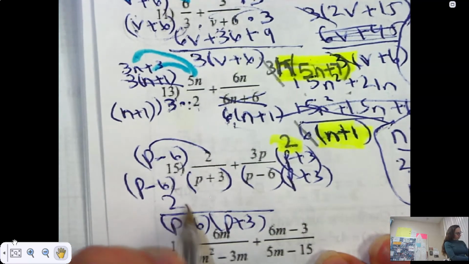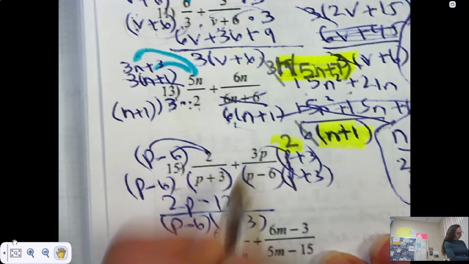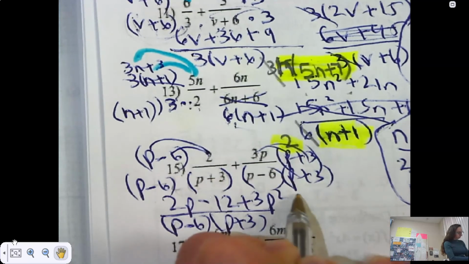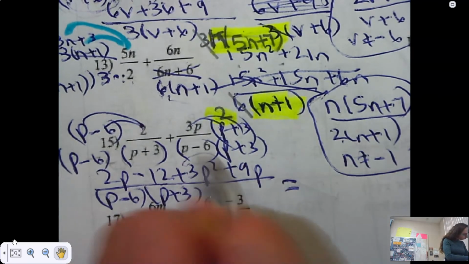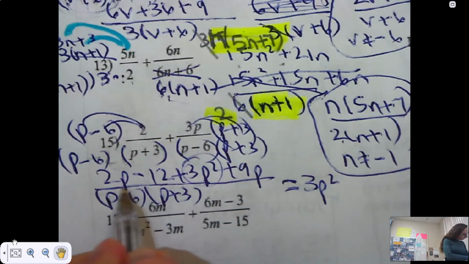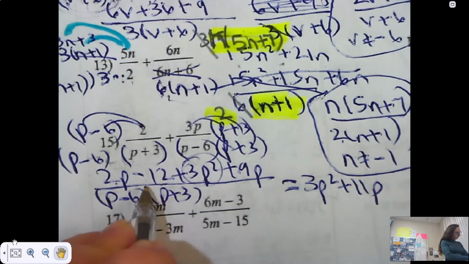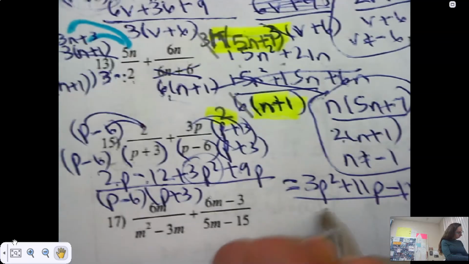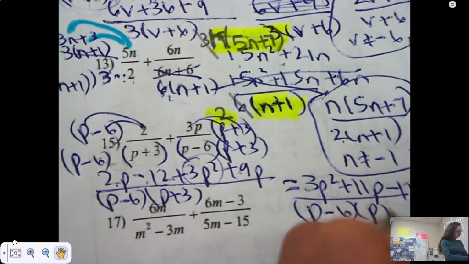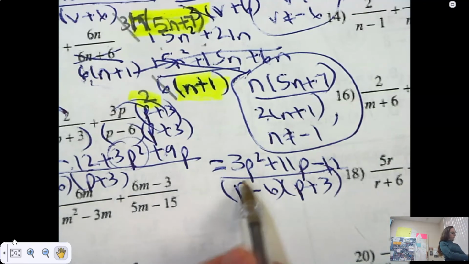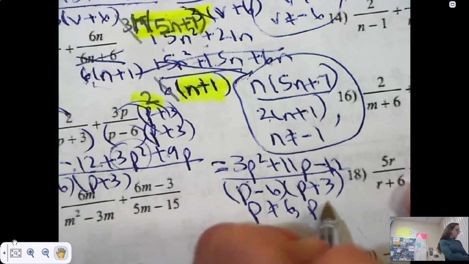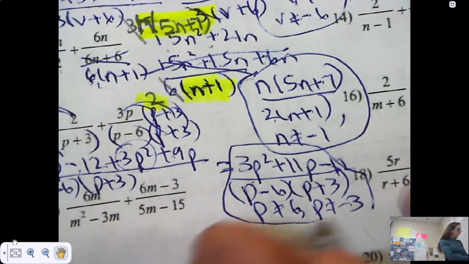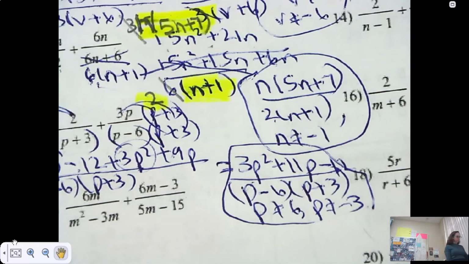And then distribute. Distribute. Distribute. Okay, you can always slow down my video. Then I simplify. Let's see, we got a 3p squared, 9p plus 2p is 11p minus 12 over p minus 6, p plus 3. And for time, I know that you cannot factor that, so you're done. So p is not equal to 6, p is not equal to negative 3, just because I'm running out of time. You would check to see if you could magic X it, and you can't, so you're done.